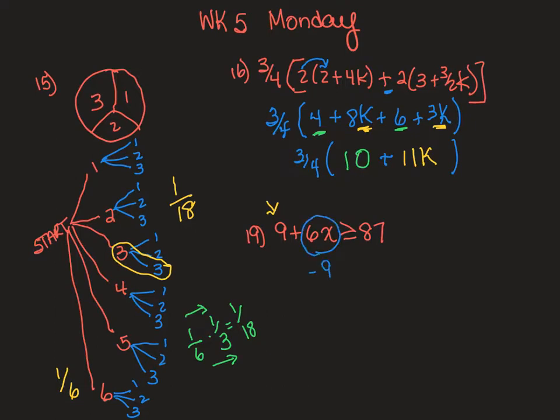I'm going to take away 9 from both sides. Okay, so I'm going to have left the 6x, right? Because 9 minus 9 is 0. And that's greater than or equal to 78, because 87 minus 9 is 78. Now, I want to know what 1x is, so I need to divide. So I would divide both by 6. Okay, so you need to remember and try to figure out what that answer will be.